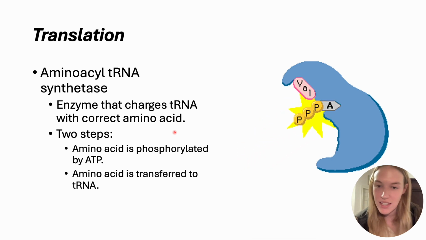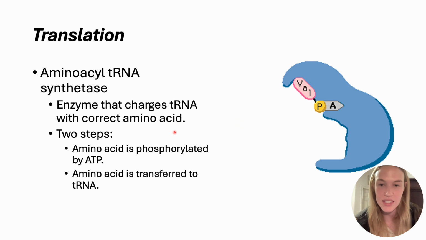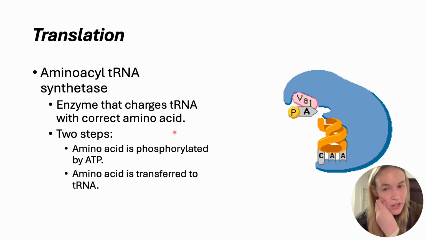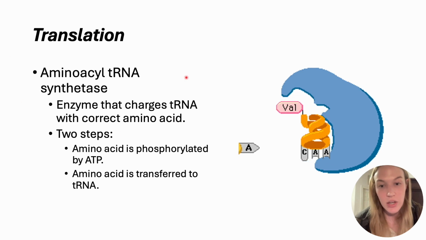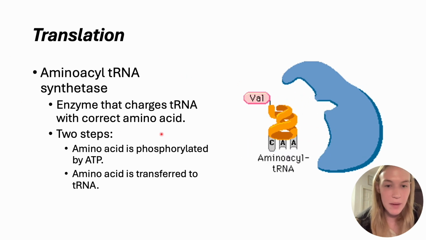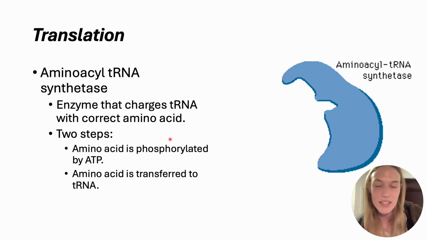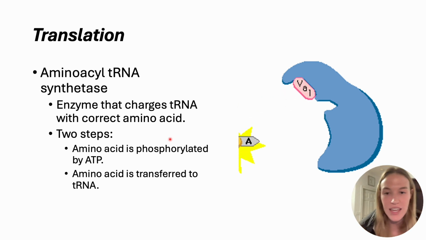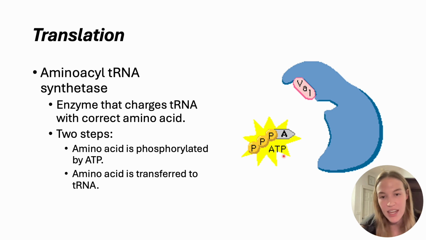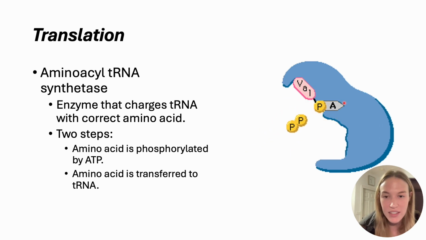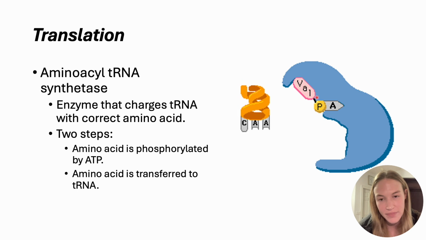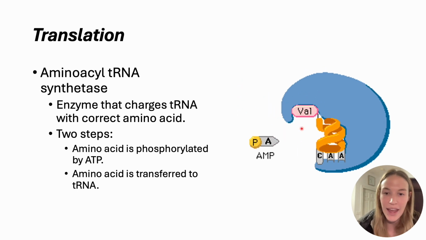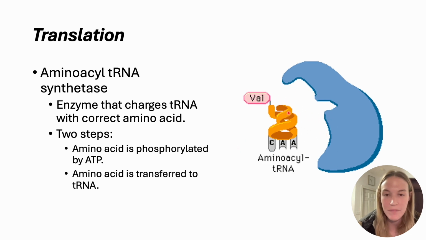So if you watch this animation a couple of times, I think you'll see exactly what's happening here. I'm going to let it play through a couple times and describe what is going on. So, like I said, the very first step is going to be the amino acid is phosphorylated by ATP. So aminoacyl tRNA synthetase takes in valine in this case. It's going to take an ATP molecule and phosphorylate that valine. Then the appropriate tRNA comes in and is going to add that amino acid to the tRNA.